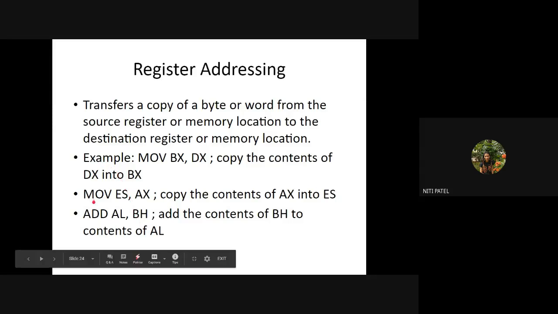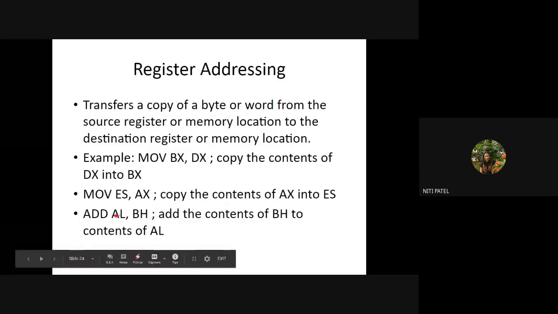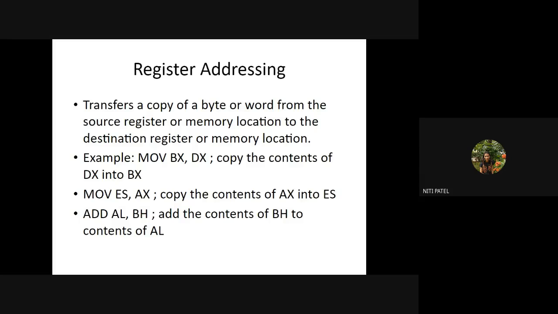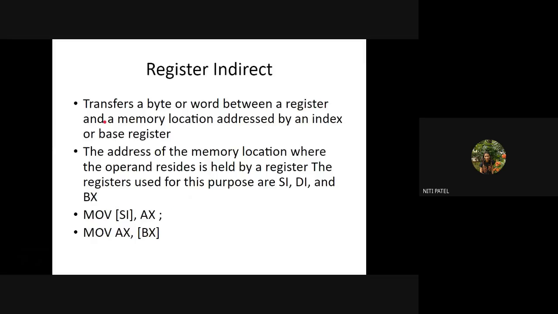Let us look into another example. MOV ES, AX. So what is this? Again, both are registers, therefore it is called register addressing. So copy the contents of AX and store it inside ES. ADD AL, BH. Are they both registers? Yes. That is, add the contents of BH with the contents of AL and store the result in AL. That means I will go into the BH register, take the value, for example 3, go into the AL register, take the value as 2, do the addition, 3 plus 2, and store the result 5 inside AL. Is this understood? Yes or no? Yes, ma'am.